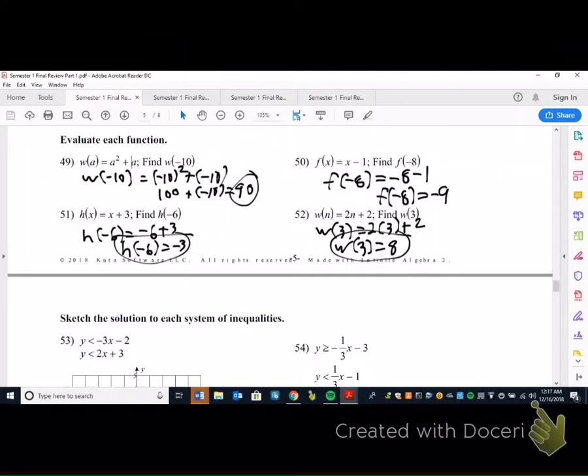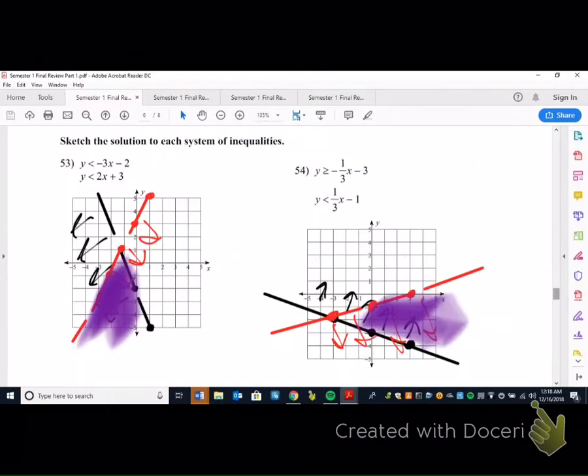So on these ones, remember back at the beginning we had to figure out which system of inequalities matched up with what. Well, now we're actually going to do them ourselves. We graph the two, figure out where the overlaying is, and then shade that in.